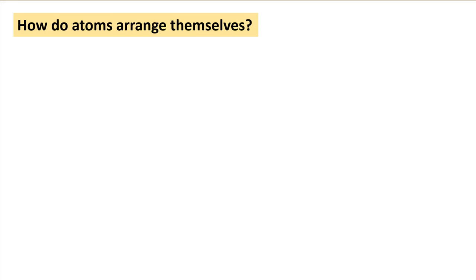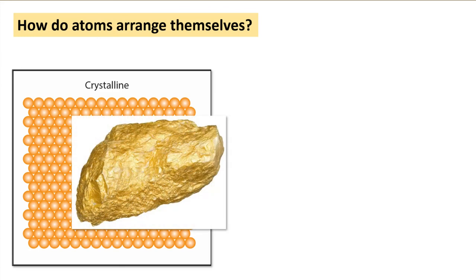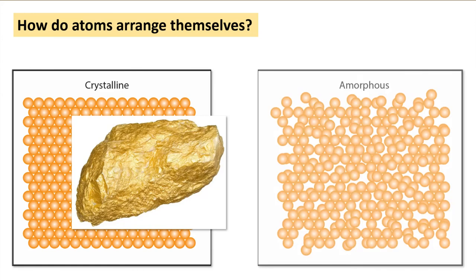The atoms in some materials take an ordered pattern, very regular. We call this type of material crystalline. Gold and normal metals and many ceramics are crystalline materials. If the atoms arrange themselves in no discernible repeating pattern, we call this type of material amorphous. Normal polymers and glass are amorphous.